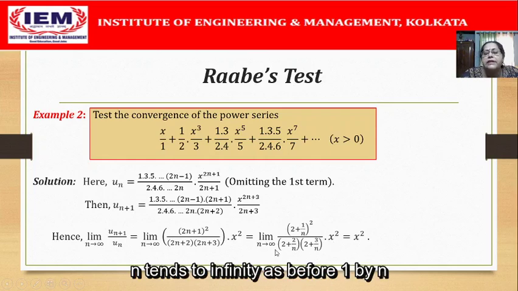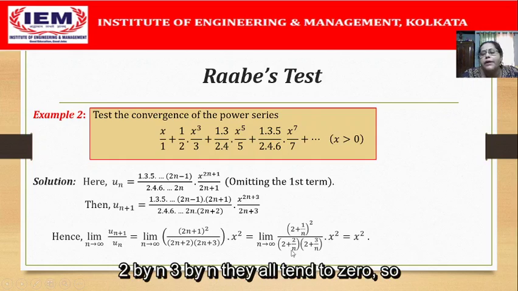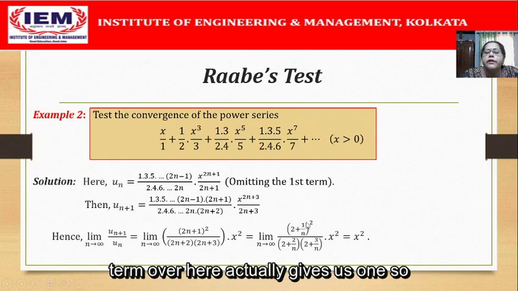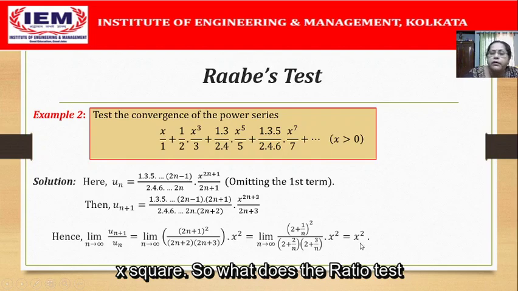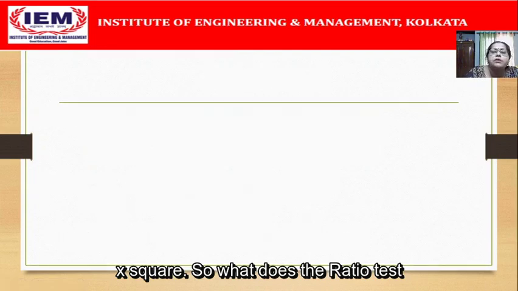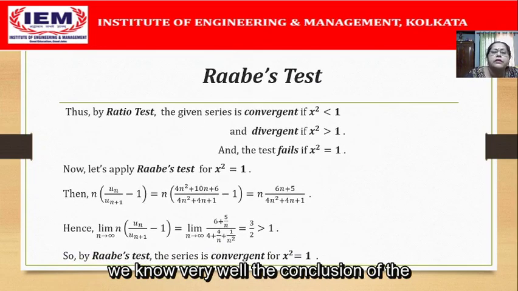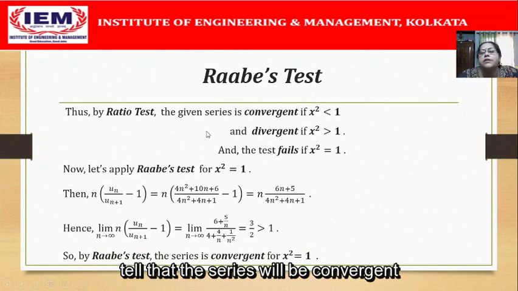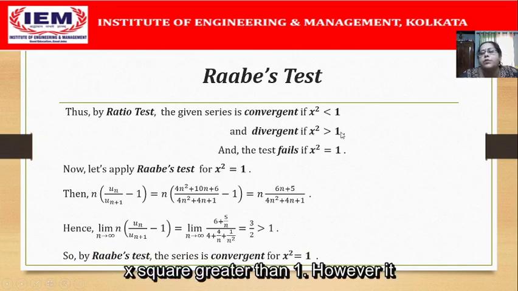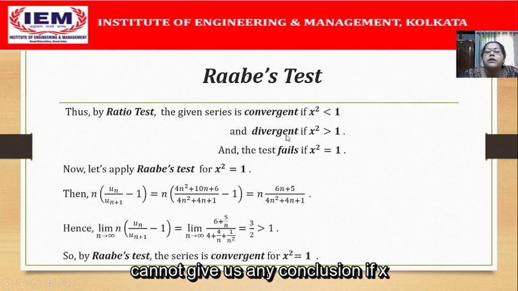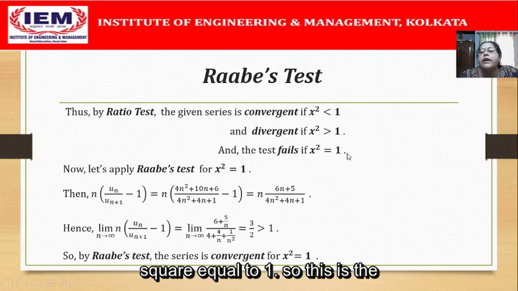So as n tends to infinity, as before, 1 by n tends to 0, 2 by n, 3 by n, they all tend to 0. So this term over here actually gives us 1. So finally, the value of the limit is x square. So what does the ratio test tell us? We know very well the conclusion of the ratio test. It will tell that the series will be convergent if x square less than 1, divergent if our limit x square greater than 1. However, it cannot give us any conclusion if x square equal to 1.